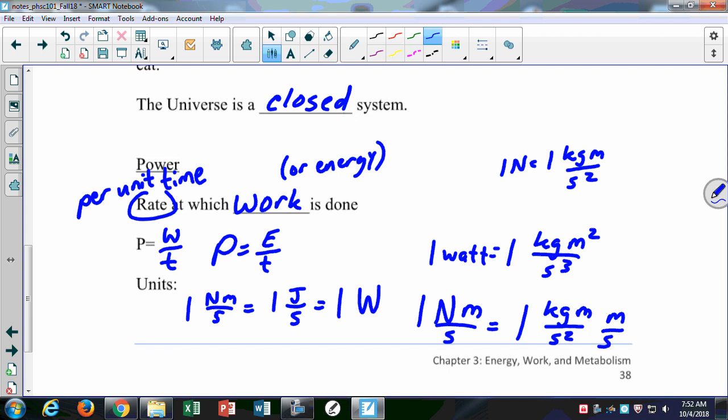Don't memorize that, but be able to work out the basic SI units for these more complex units as we see them. Putting them all in terms of the MKS system, the meter, the kilogram, and the second. Those are our basic units for all things in mechanics.